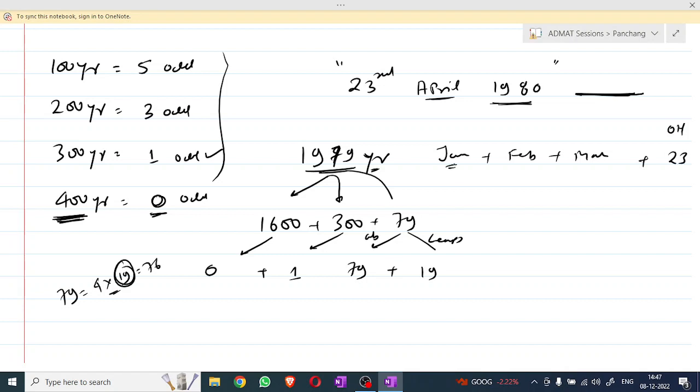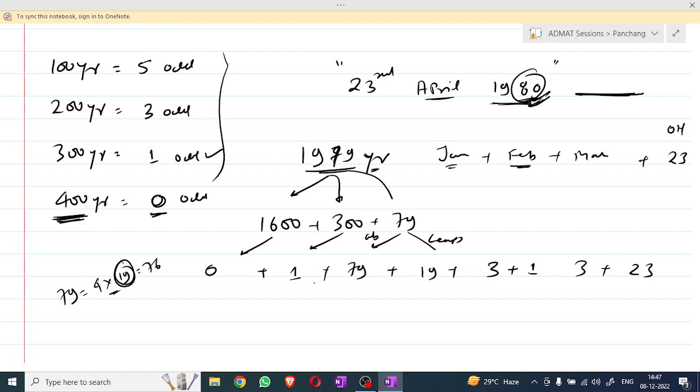Now the month of January in 1980 gives a shift of 3. February month, this is a leap, guys. Please pay attention. This is a leap. 1980 is leap. So February gives you a shift of 1. March gives you a shift of 3, and 23 is the day you are on.